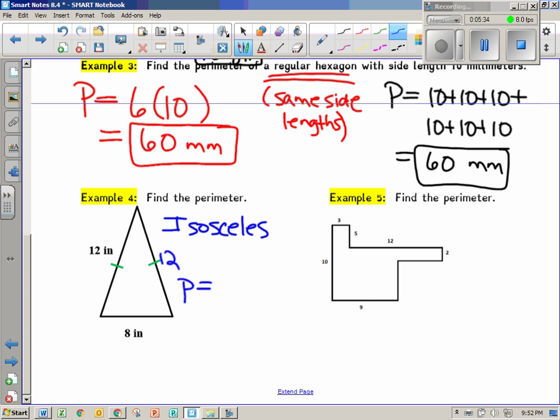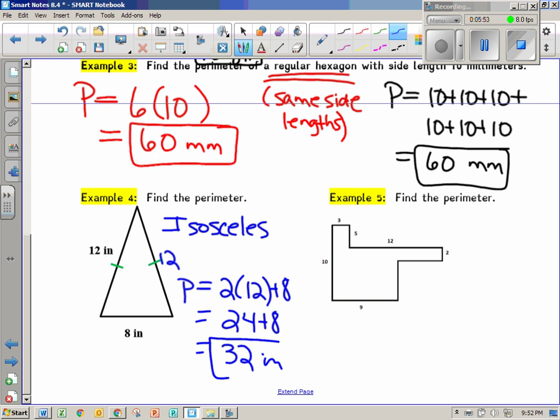So perimeter equals. Some of you might want to write, instead of writing 12 plus 12, you could put 2 times 12 if you prefer. Either way, add to get 32, and our unit here is inches.